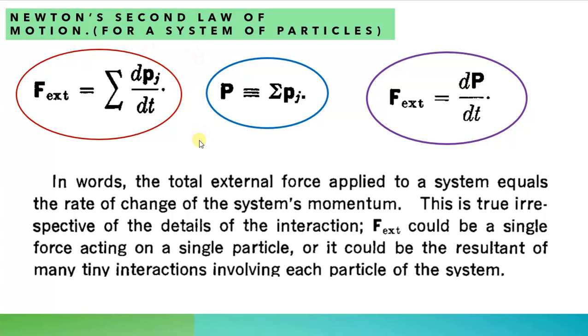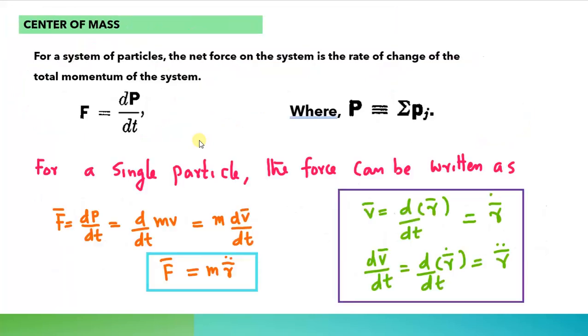Now we can introduce a new point, a new physical quantity that we are going to discuss: the center of mass. If we have a system of particles, the net force on the system is the rate of change in the total momentum of the system. So that we have discussed. F is equal to d by dt of P, where P is the total momentum of the system of particles and F is the total external force acting on the system. So internal forces actually cancel out. But we know P is equal to sigma Pj.